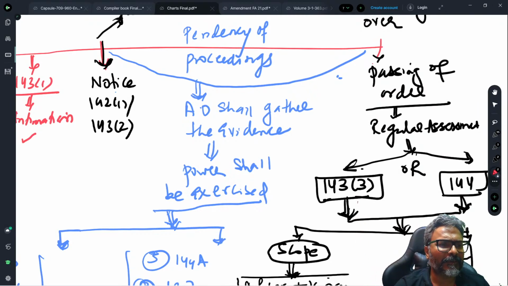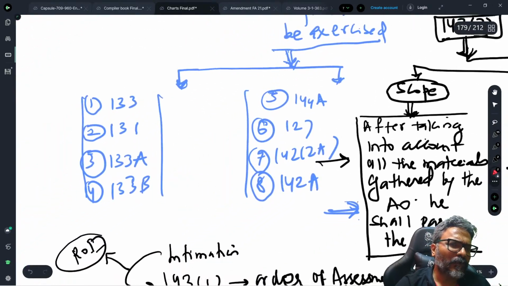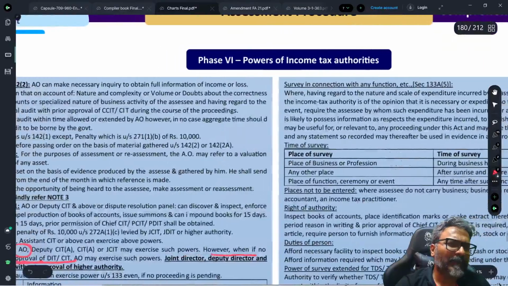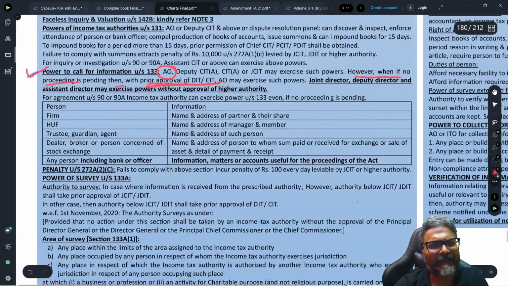This is what we will say of it, isn't it? So no prior approval, students, will be required in this case. Do you all agree to this one? Yes. No prior approval will be required in this case, students, and that exactly is the point.